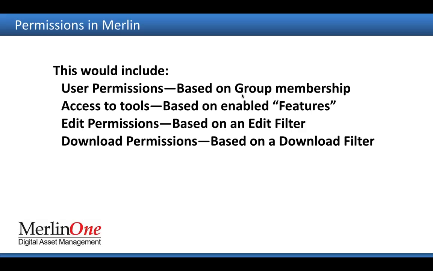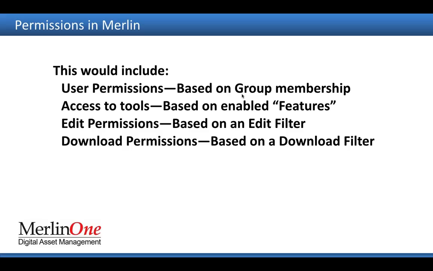These types of permissions would include basic user permissions. So when I log in as a user, I'm allowed to have access to editing tools, or all of the download tools, or check boxes like approve content. Those are all user permissions that are based on your group membership. Most of you are probably familiar with this because everybody in Merlin must belong to at least one user group. Otherwise, you're not allowed to log into Merlin. You may belong to multiple groups, and each of these groups can give you cumulative permissions.